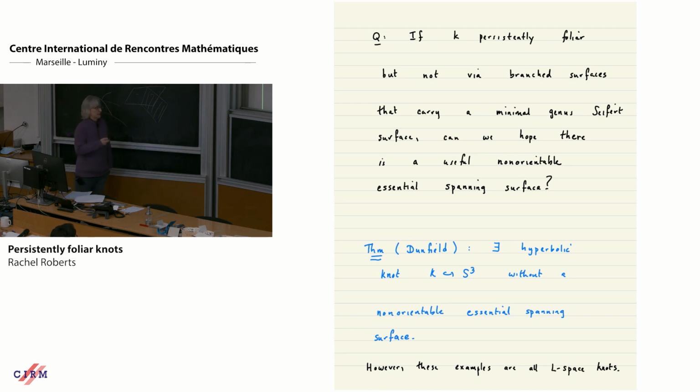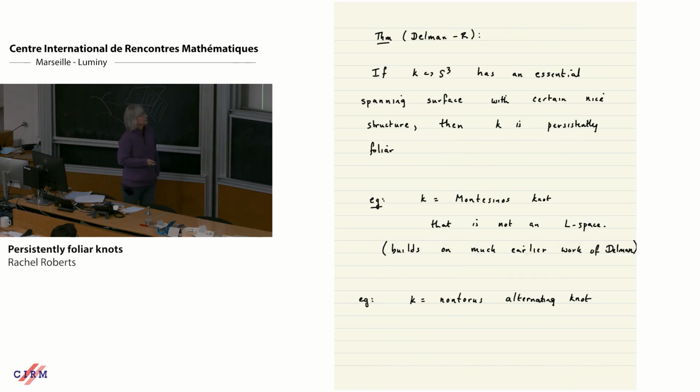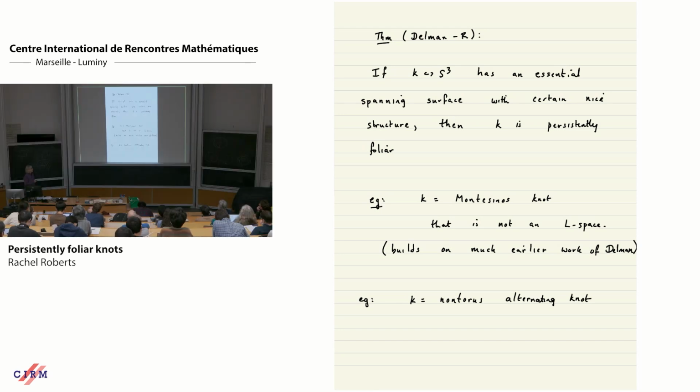It happens, though, that these examples are all L-space knots, which might just be that these are the easy ones, so it was easy to come up with examples. But maybe there's something there. Okay, so our theorem is that if a knot has an essential spanning surface with certain nice structure, then K is persistently foliar. This is not a particularly nice theorem because the properties are in a kind of ugly form at the moment.